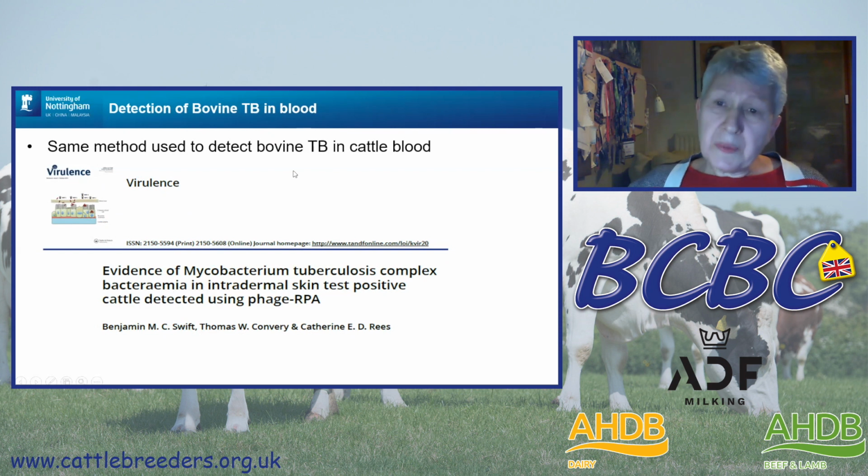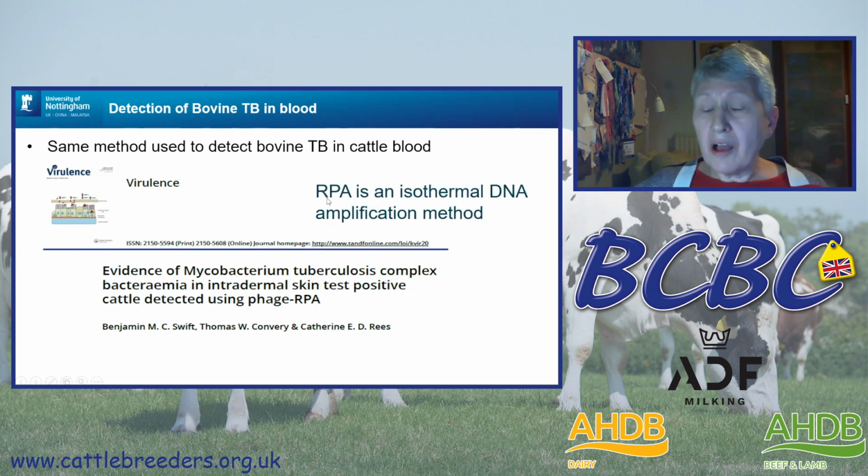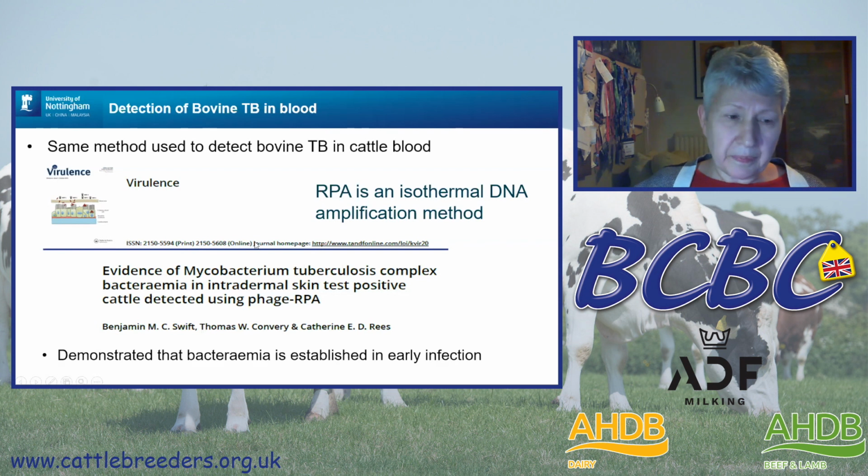So for the last part of my talk, I'm just going to talk about bovine TB. This is the paper we published in 2016, which basically says we can use the same method that we use for MAP to detect bovine TB in cattle blood. The title says RPA. RPA is just another version of PCR. So if you see RPA, PCR, just use them interchangeably.